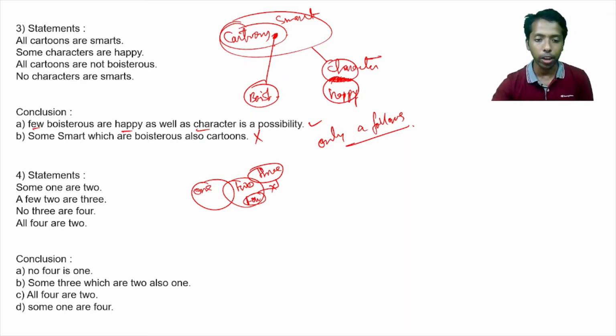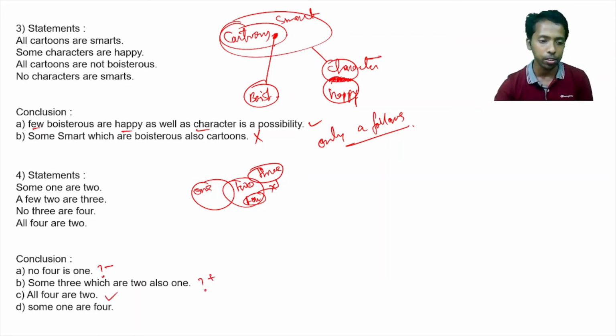Coming to the conclusions, 4 conclusions are here. No 4 is 1. No definite relation, but this is a doubtful negative. Some 3 which are 2 also 1. Some 2 which are 3 also 1. No definite relation, again a doubtful positive. All 4 are 2. This is correct.